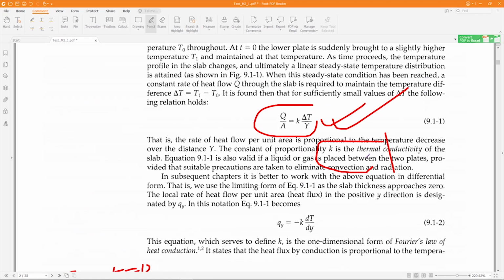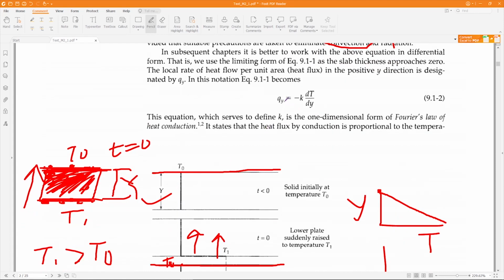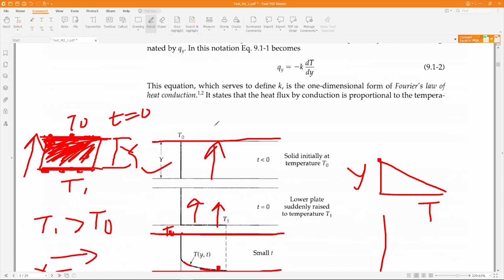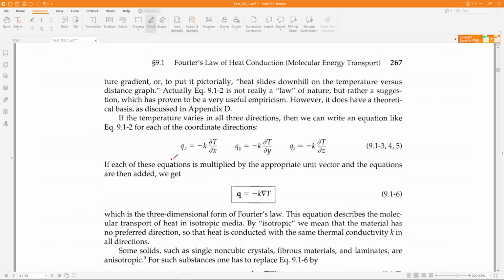Q is nothing but heat rate, A is area. Here it is rewritten in the form of small q. Small q means heat flux, k is thermal conductivity, and dT by dy is the gradient. This small qy means heat is getting transferred in the y direction. In this example, this was the y direction. Similarly, in 3D, heat is transferred in all three directions, so you can have qx, qy, qz. The only difference is the gradient direction.